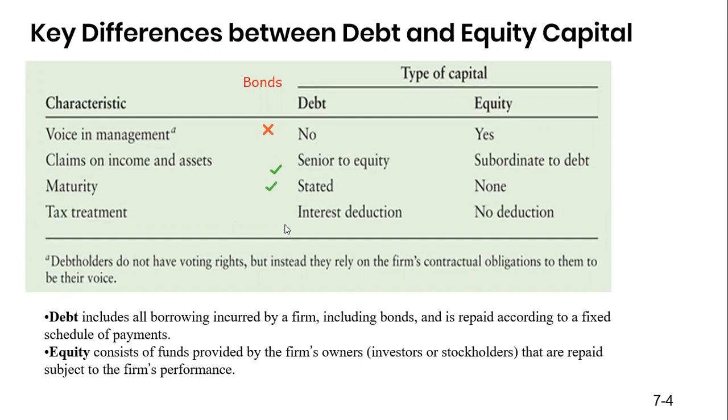Do they have tax treatment? Yes, we deduct interest from them. So this is the debt. They have limited time and no voice in management. On the other side, the equity instrument holders have a voice in management, on the board. Their claims on income are subordinate to the debt. So the debt first and then the equity.